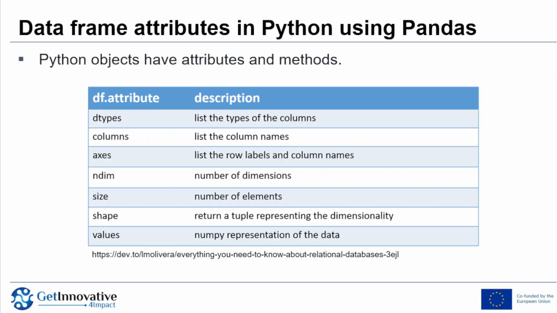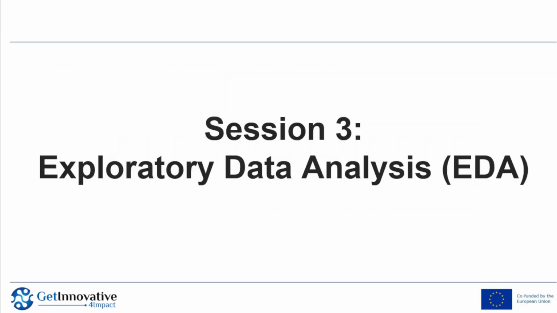So now we are talking about the Python objects. Basically, Python objects can have many attributes and methods. If we type dtypes, that would list the types of columns. The columns attribute lists the column names. Axes lists the row labels and column names. ndim represents the number of dimensions. Size represents the number of elements. Shape basically returns a tuple representing the dimensionality, and values gives the numpy representation of the data.